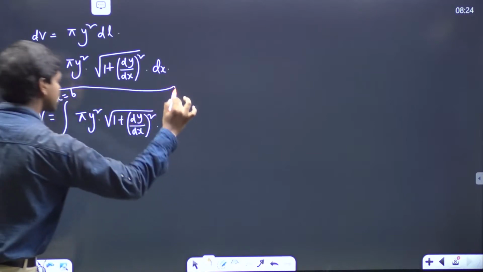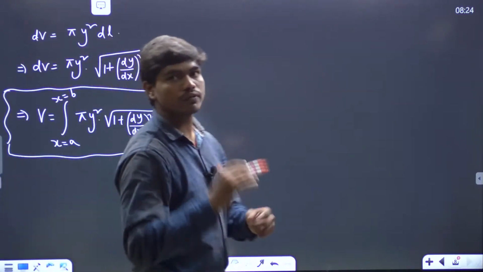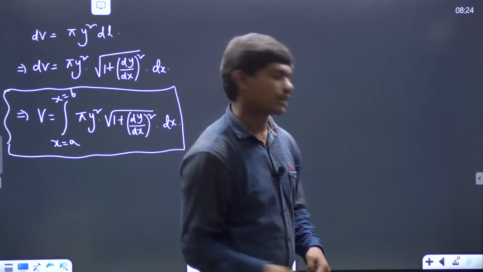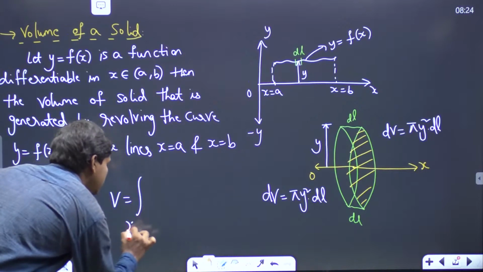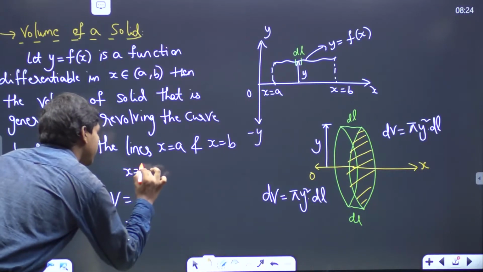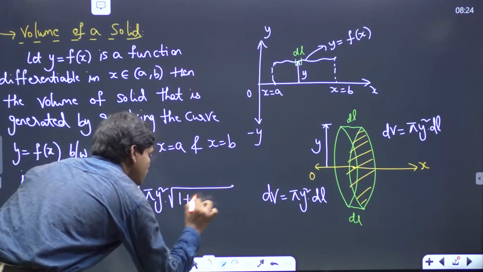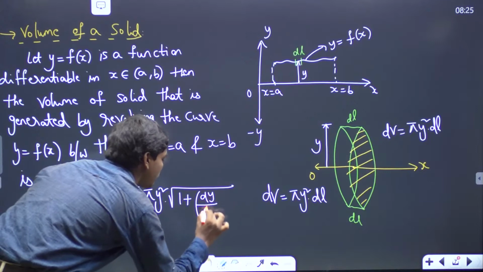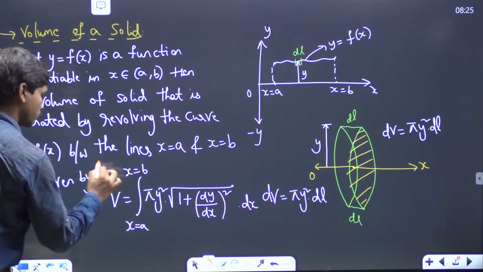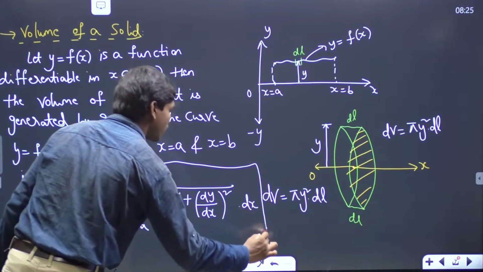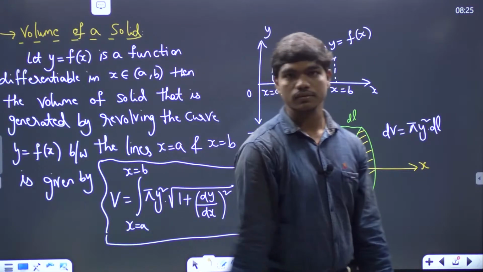So this is the formulation for the volume of a solid that gets generated when you revolve a curve y is equal to f of x about the x-axis. Okay, so you should write this formula here. Integral x is equal to a to x is equal to b, pi y square into root of 1 plus dy by dx whole square into dx. Okay, so basically this is the formulation that you use in finding the volume of the solids that get generated. Clear so far?